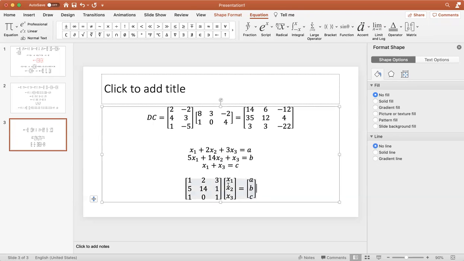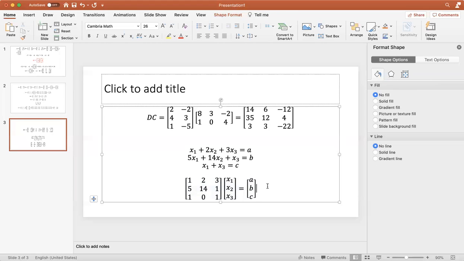So notice that if you execute the matrix multiplication, you will get your system of equations. If I multiply the first row with this column vector, I'm going to get x1 plus 2x2 plus 3x3. If I multiply the second row with this column vector, I'm going to get 5x1 plus 14x2 plus x3. If I multiply the third row with the column vector, I'm going to get x1 and x3. Okay, so this is how you transform a system of linear equations into matrix form.